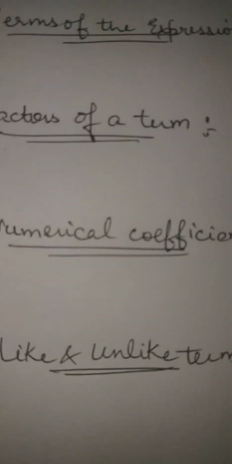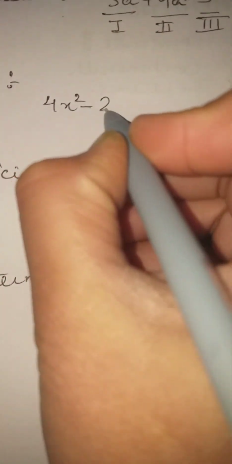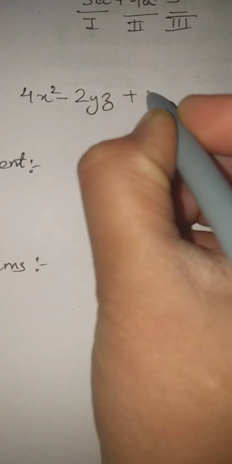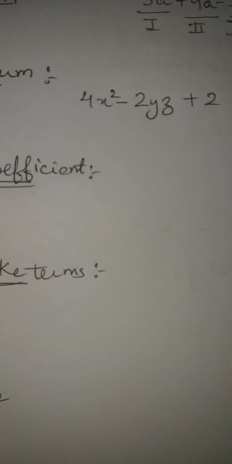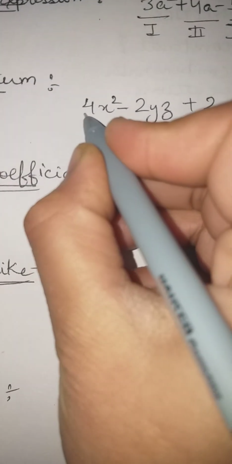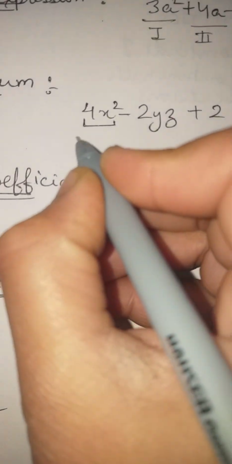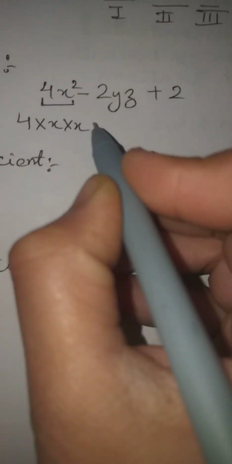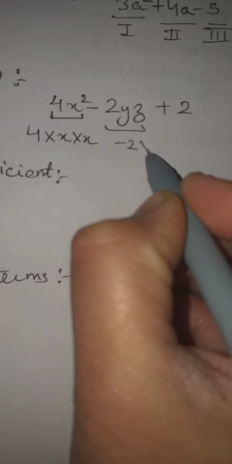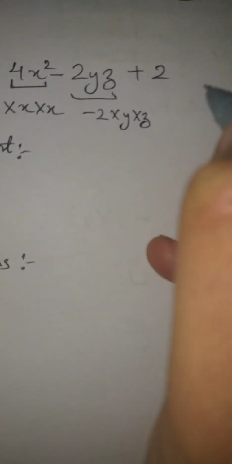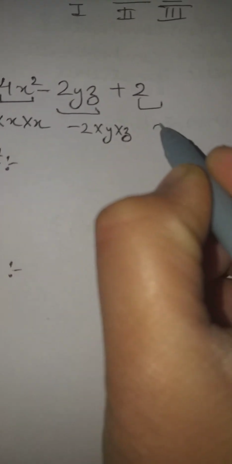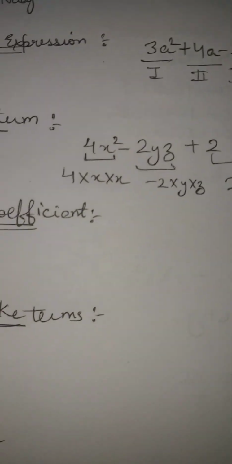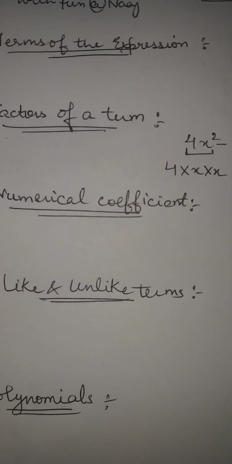Next is the factor of a term. For example, if I have the algebraic expression 4x square minus 2yz plus 2, how can we identify the factors in each term? In the first term, we have 4, x and x as the factors of the term. In the second term we have minus 2, y and z, and in the last term we have only a constant term, that is 2. So these are the factors of the terms.